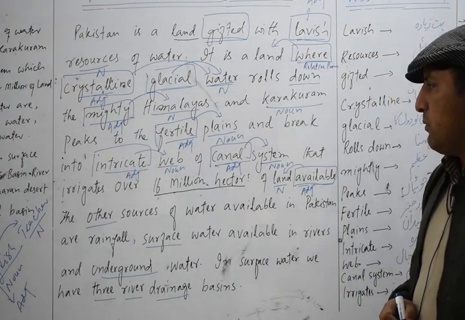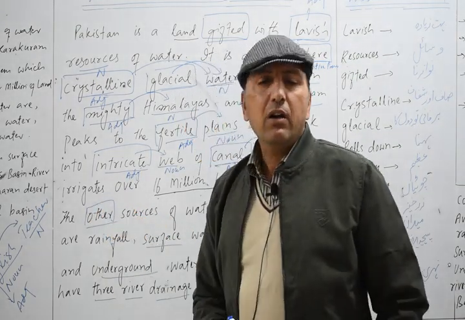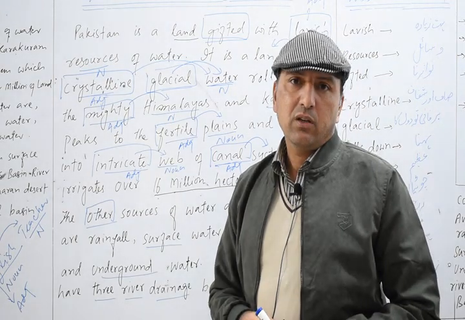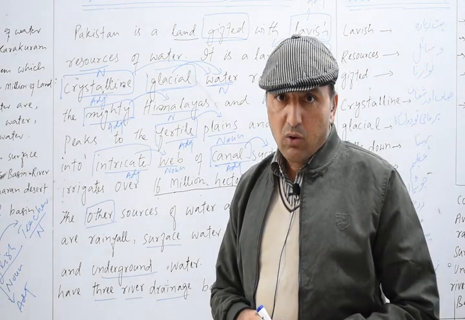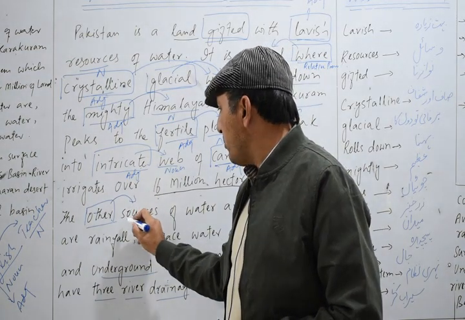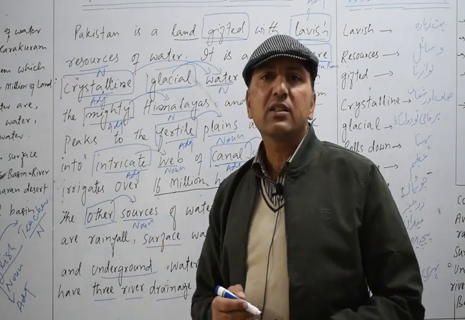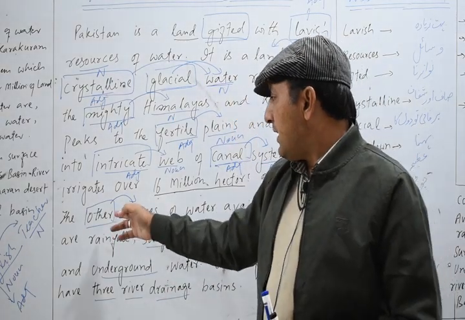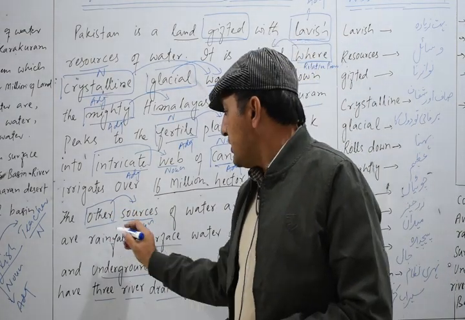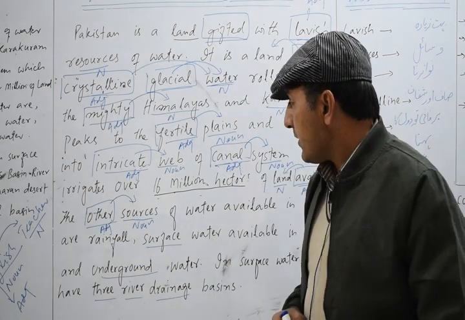Now you see we have the other word, other. Other can be used as a pronoun. But here in this sentence, it modifies the word sources, and sources is a noun. So other is working as an adjective. Clear?